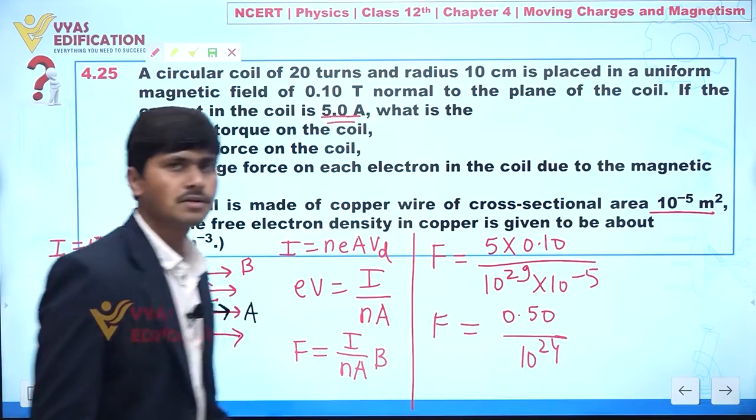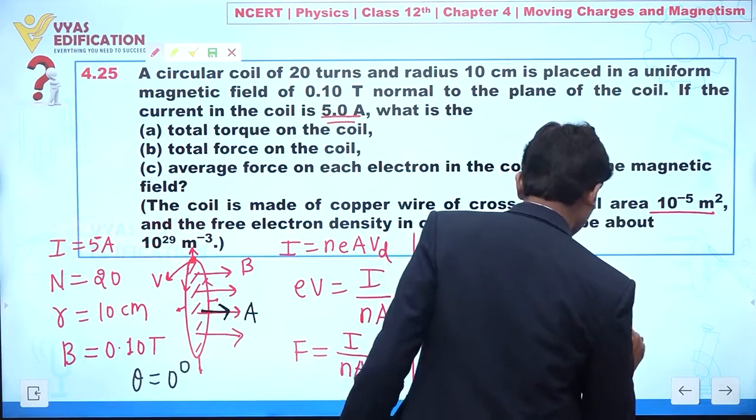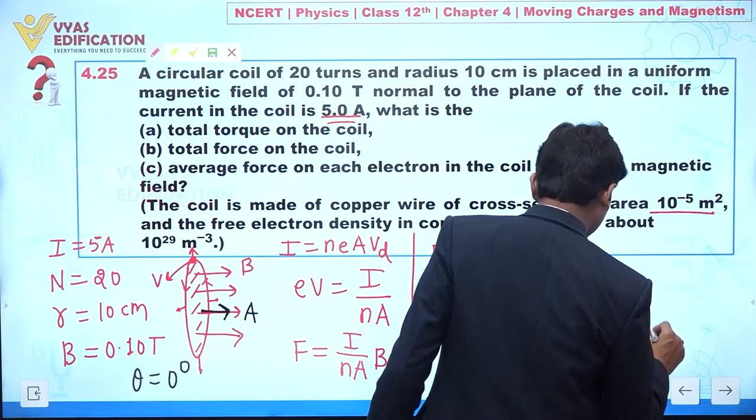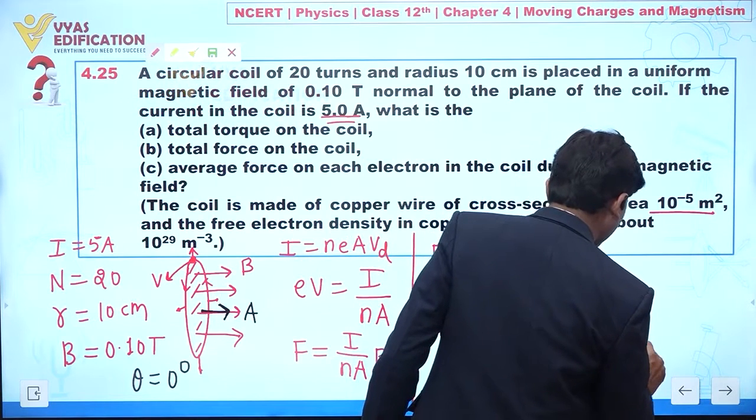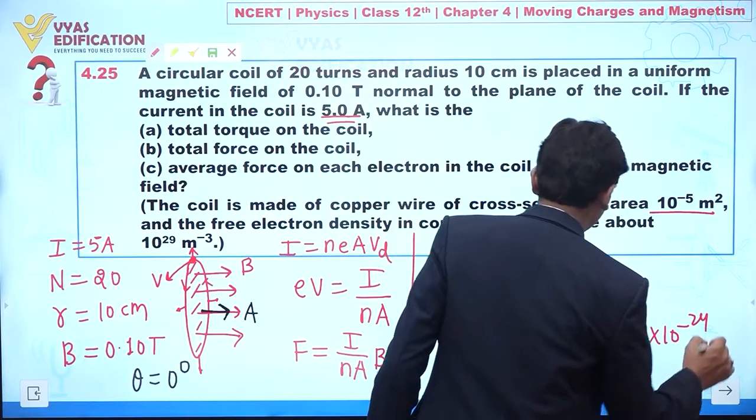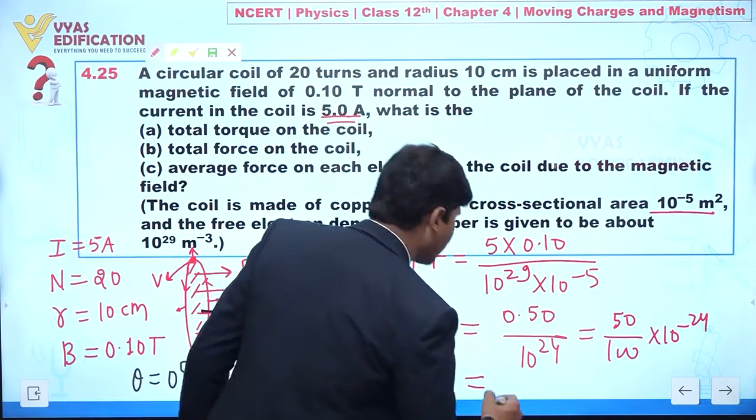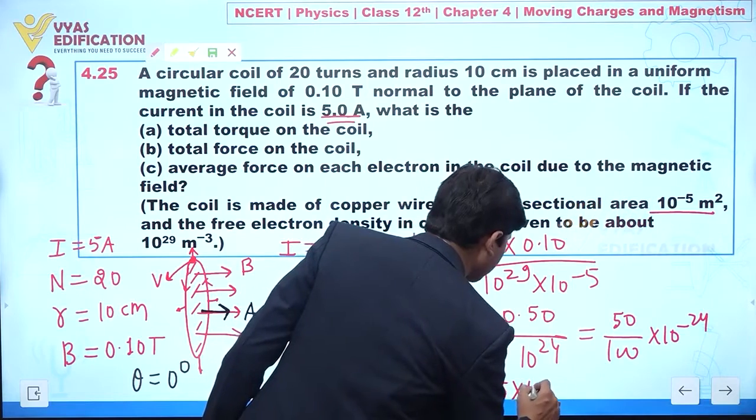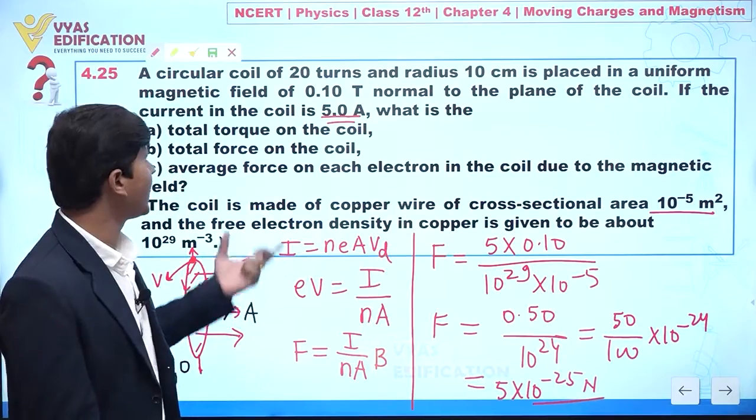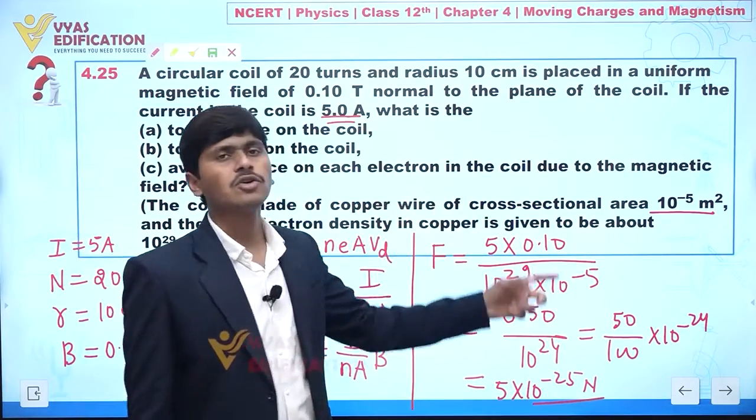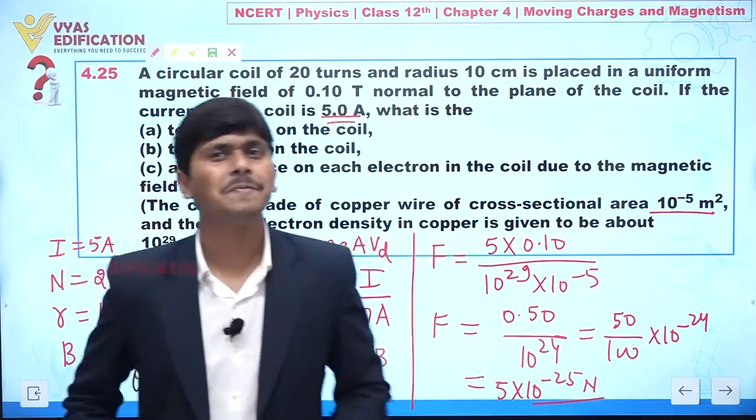Clear everyone? Now we can write the value of this force as 5 into 10 to the power, or you can also write it like this: 50 by 100 into 10 to the power minus 24. So from here the value is 5 into 10 to the power minus 25 Newton. This is the average force acting on each electron of a coil due to the magnetic field. Clear to everyone? So this is all about this question.